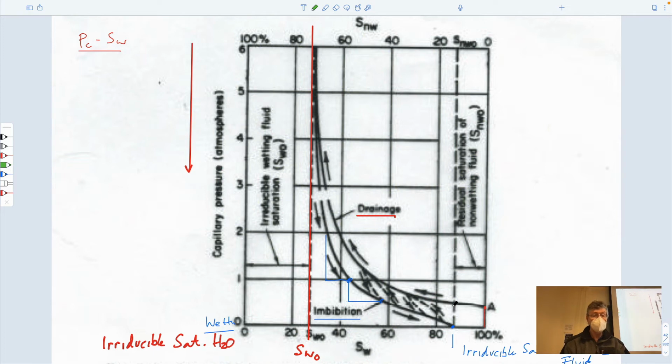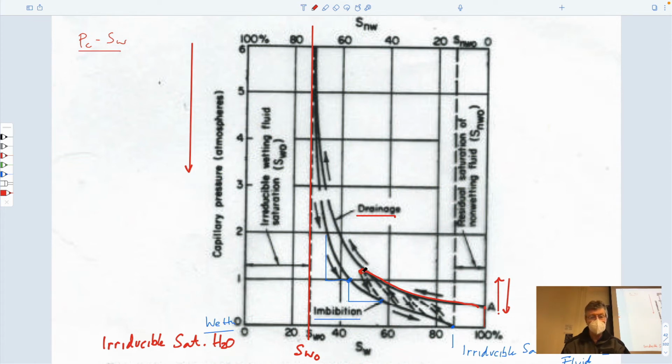Actually, those are the main parameters that we need to understand in this class. The other thing that we might be interested in are these so-called scanning curves. The idea is that if you went up this curve to one of these points by increasing the capillary pressure, and then drop the pressure at that particular point, instead of going over to here and down, you go on this scanning curve. It's kind of a hysteretic curve.